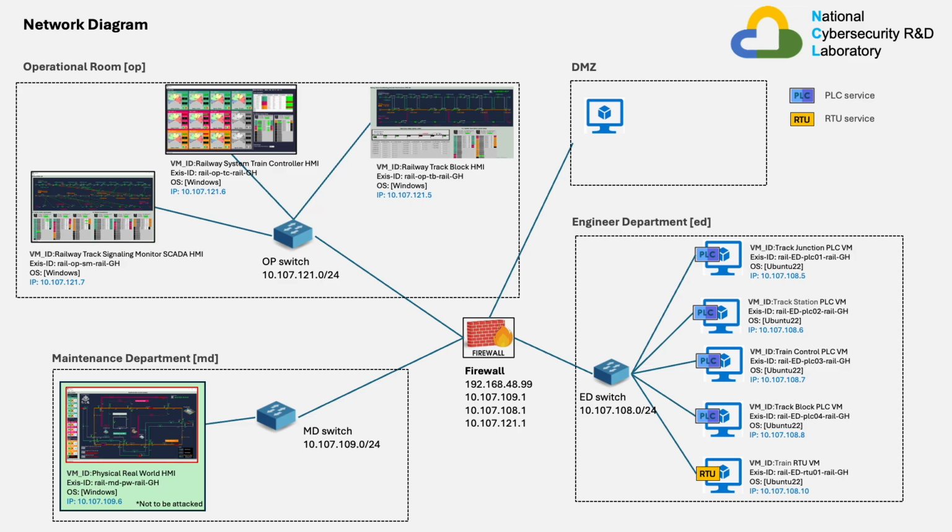Let's now take a look at the network diagram. To simulate real life, there are system users and departments that have their own subnet in the network. There are clearly 3 distinct subnets identified here: the operational room, the maintenance department, and the engineer department. These 3 subnets are separated with a firewall, so any unauthorized packets cannot be passed from one subnet to another. Let's go into more detail of what each of these departments are.